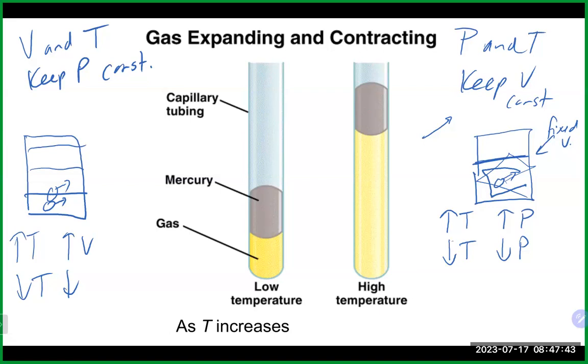If you increase the temperature, you get that direct relationship of more collisions and more pressure. And if you lower the temperature, you still get less collisions and a lower pressure in that situation. Any questions on relationships of those two guys?